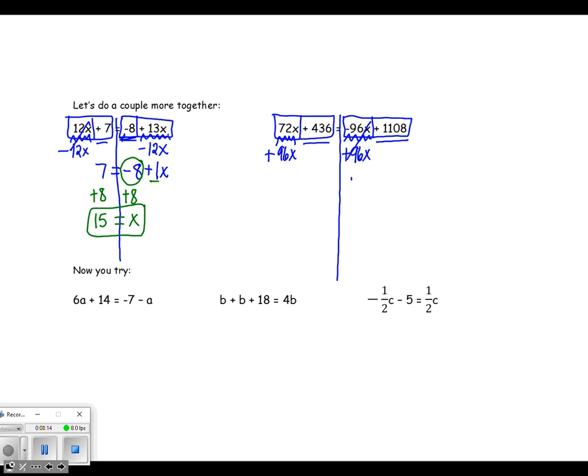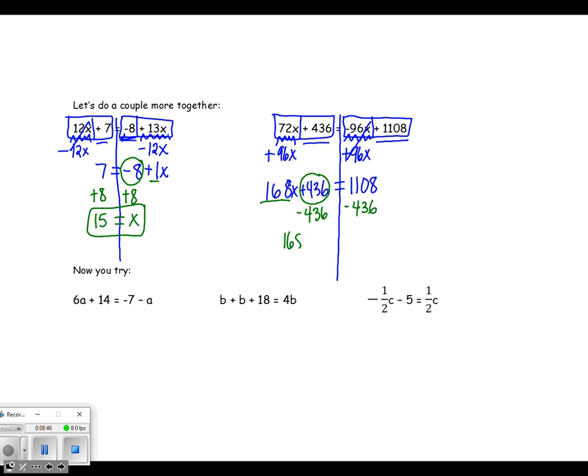Okay, so that leaves me on the right, 1108, and on the left, 168x plus 436. I'm going to make sure I did that right. 72 plus 96 is indeed 168. Okay, so my next step, I've got my constant and my coefficient. I'm going to subtract 436 from both sides.